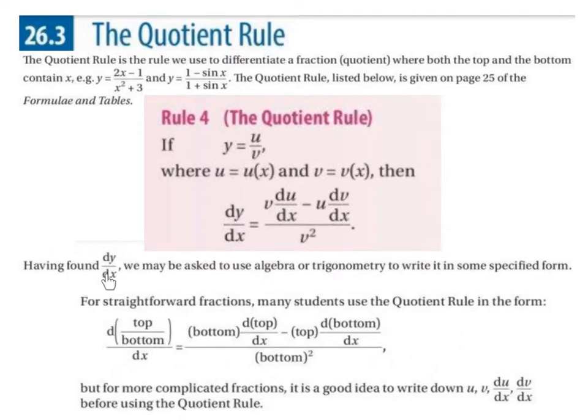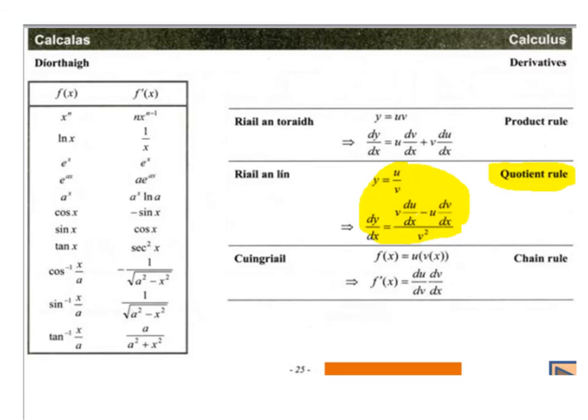Having found dy dx, we may be asked to use algebra or trigonometry to write it in some specified form. For straightforward fractions, many students use the quotient rule in the form d top over bottom dx equals the bottom times the derivative of the top minus the top times the derivative of the bottom divided by the bottom squared. But for more complicated fractions, it's a good idea to write down u, v, du dx, dv dx before using the quotient rule. So here's the quotient rule on page 25 of our formula book.